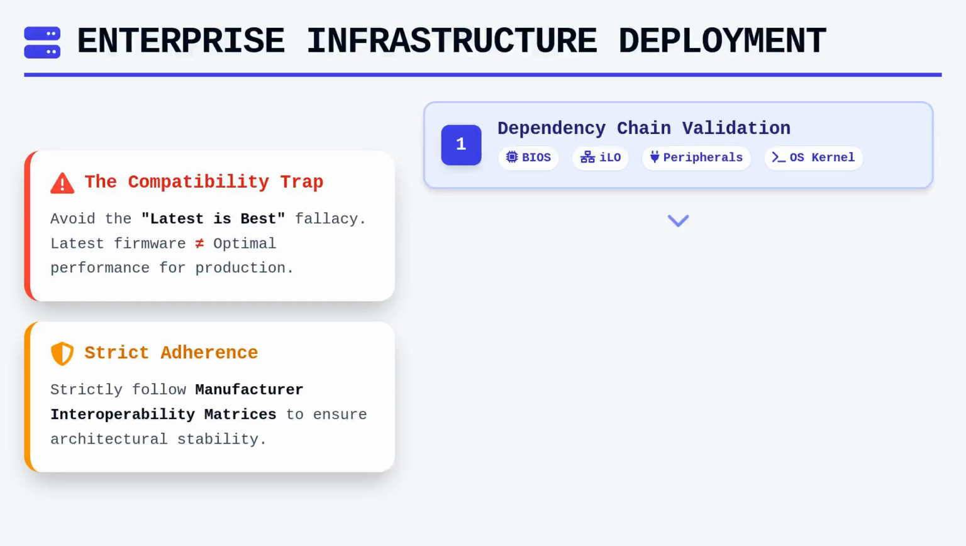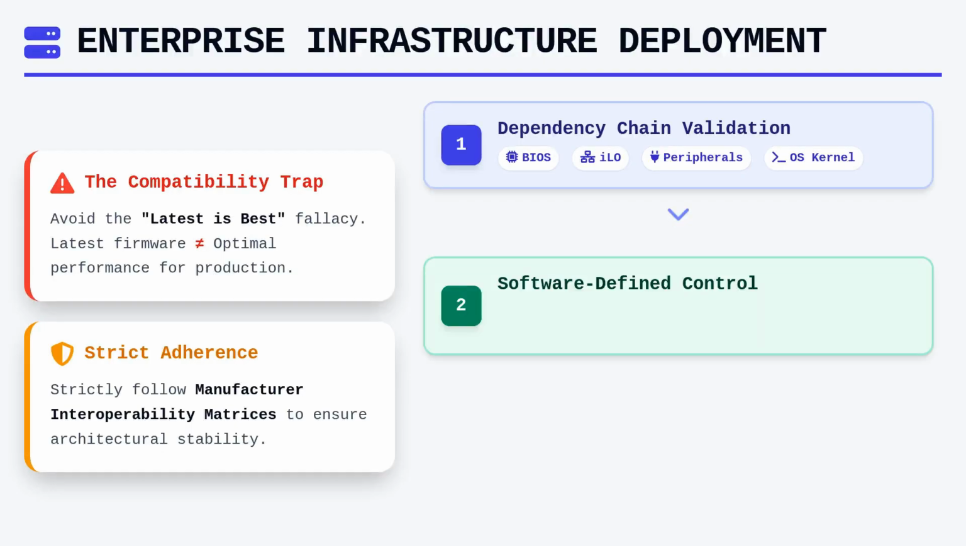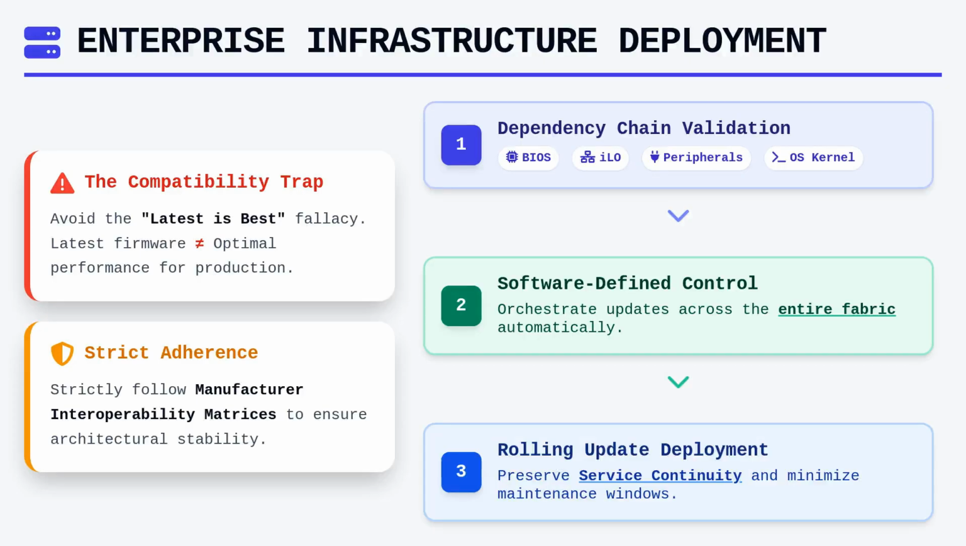This is where software-defined control mechanisms shine, as they allow us to orchestrate updates across an entire fabric without manual intervention. By using automated tools, you can implement rolling updates that preserve service continuity, effectively minimizing the impact of necessary maintenance windows. These heuristics of deployment are essential for enterprise deployments, as they enable you to scale your infrastructure confidently while remaining within the bounds of supported configuration parameters.